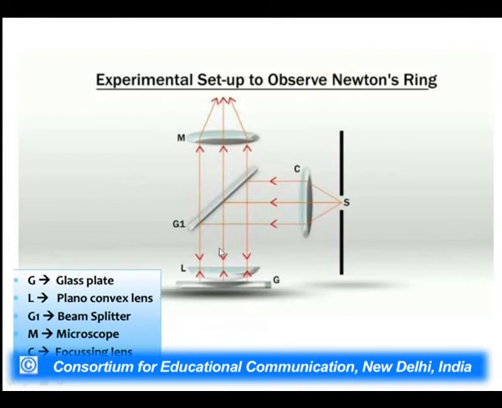From the glass plate, it is reflected and moves towards a setup. What is the setup? This is a glass plate on which a plano-convex lens is mounted. Light from the glass plate G1 falls upon the lens L and the glass plate G. From here it is reflected back and moves towards the microscope, and here we can get the interference pattern, the concentric circles in the Newton's ring experiment.